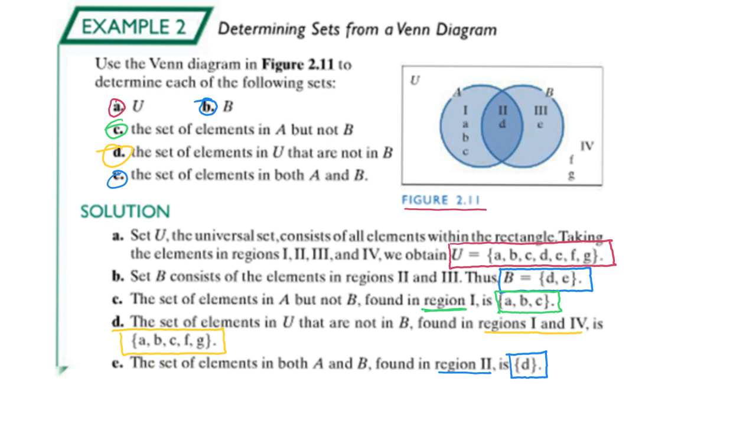Again, all we're doing is practicing how to grab the roster method of our elements by using the Venn diagram. We're going to learn how to go back and forth on these, meaning that you'll get your roster method and you'll form your own universal set or Venn diagram.